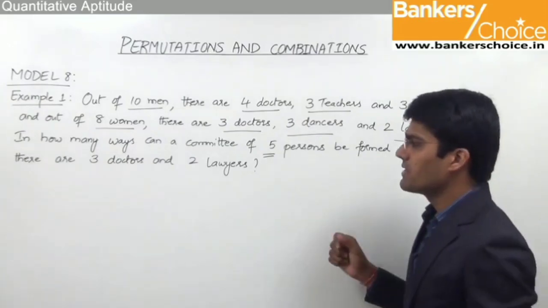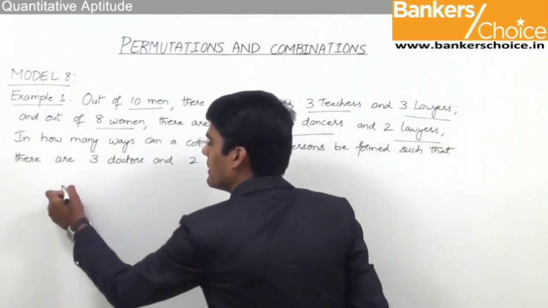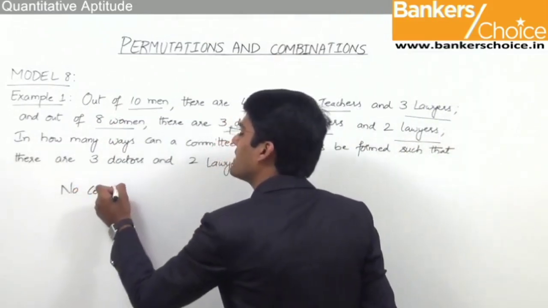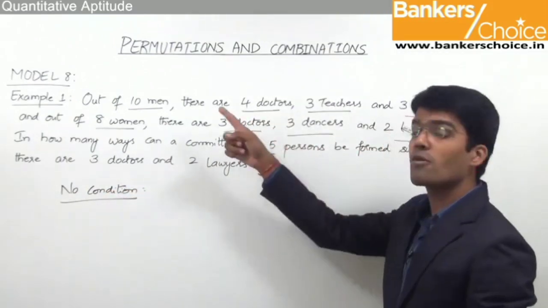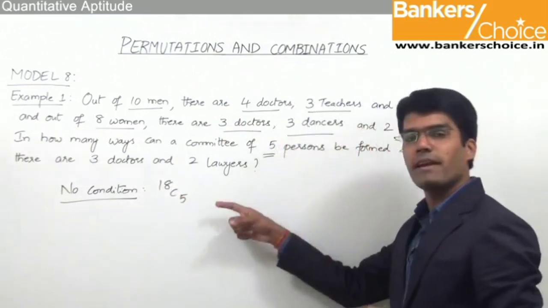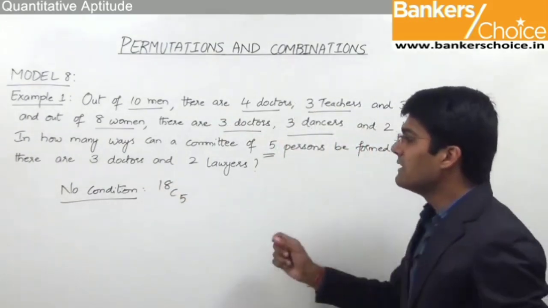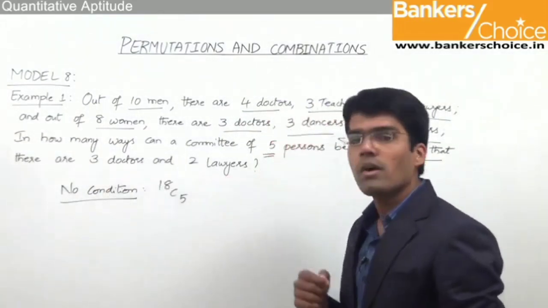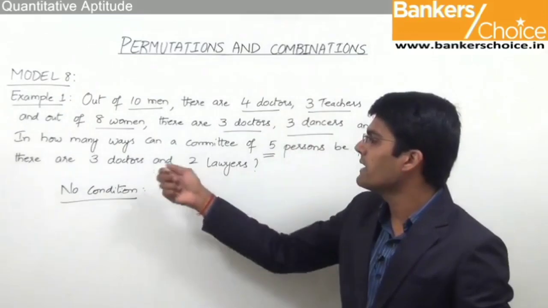Now without any condition we can say that there are 18 persons here. So when there is no condition, the answer to in how many ways can a committee of 5 persons be formed out of 18 persons can be taken as 18C5. Now by simplifying this we get the required answer. But here we have a condition. The condition says there should be 3 doctors and 2 lawyers. That means out of the 5 persons selected in the committee, there have to be 3 doctors and 2 lawyers.